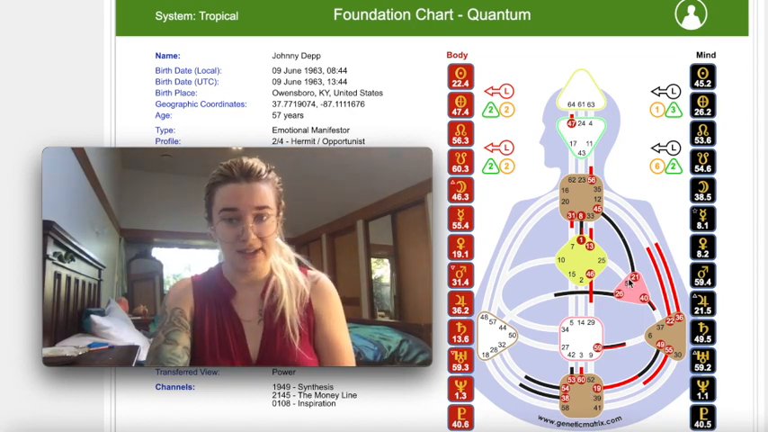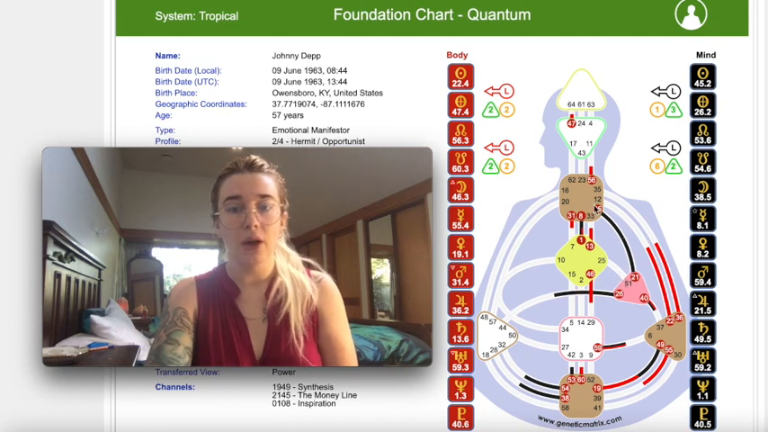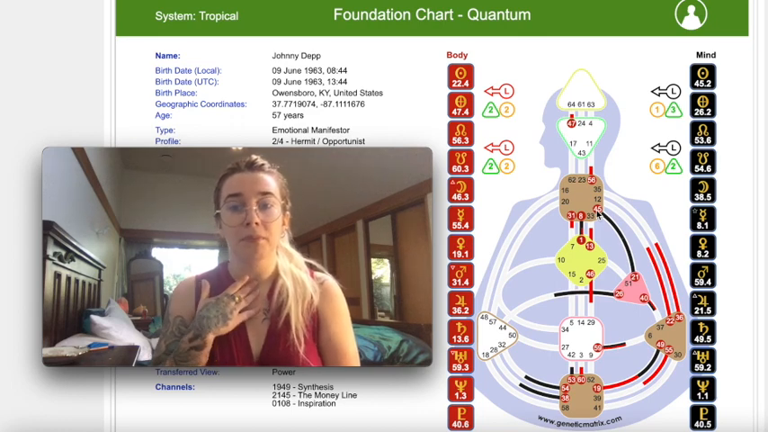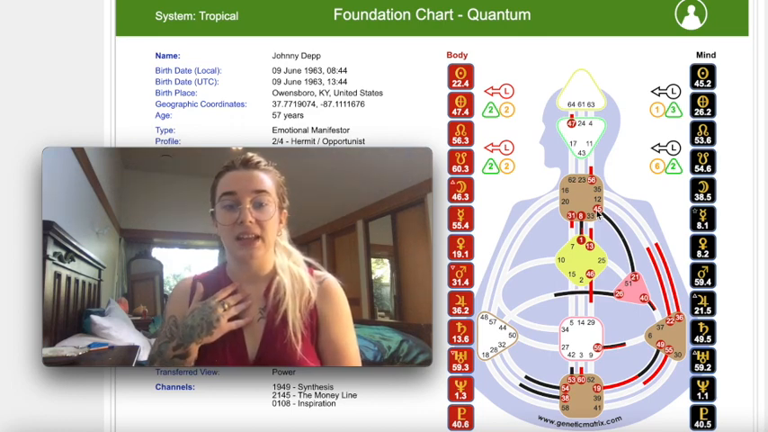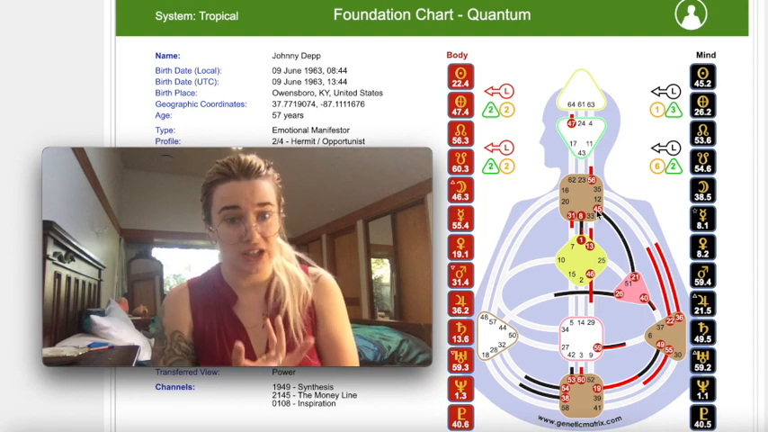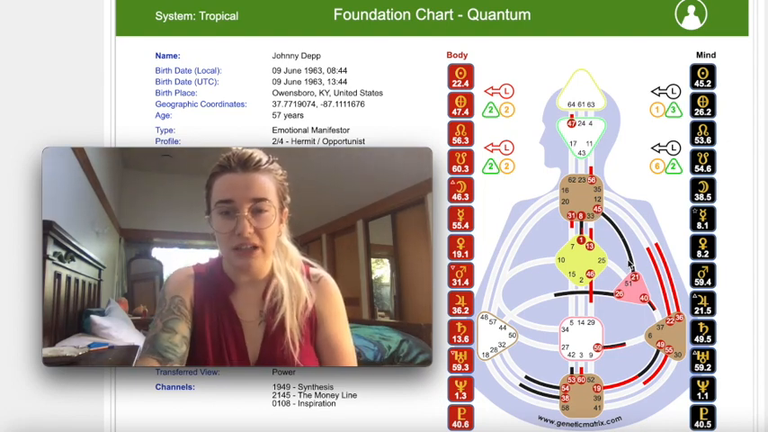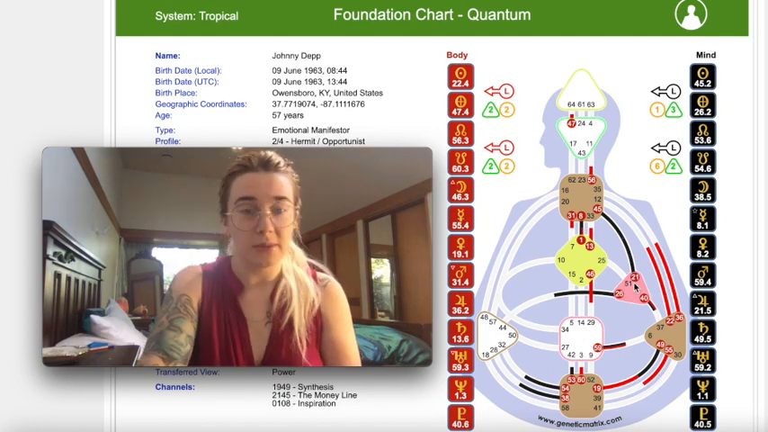He also has the money line. Because his is in black, it means that it is more conscious for him, because I believe that Trump's was unconscious in his heart center, perhaps the other way around.